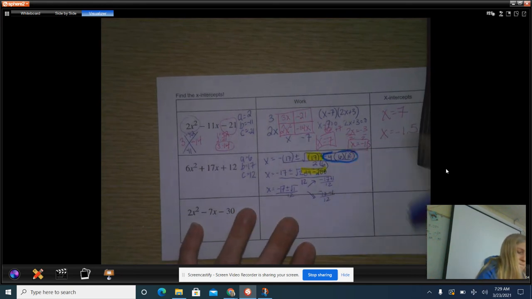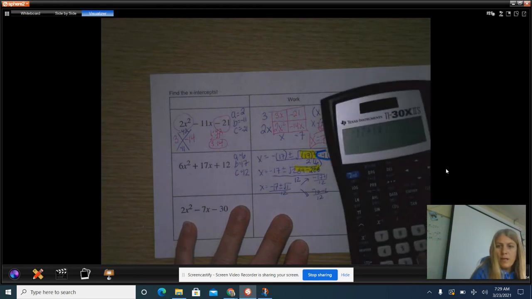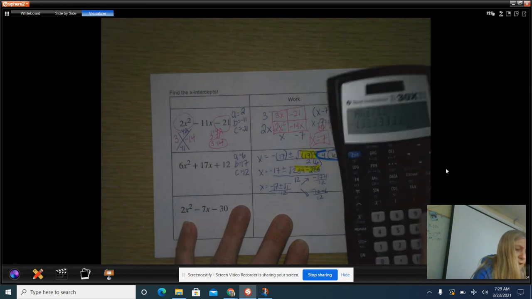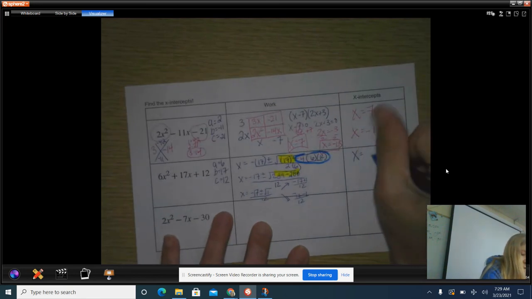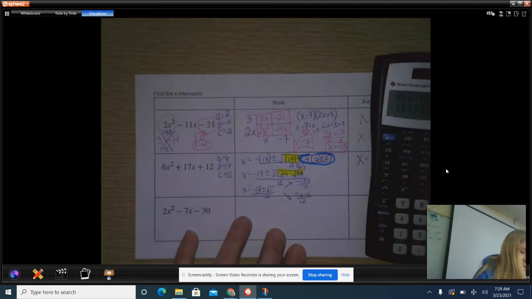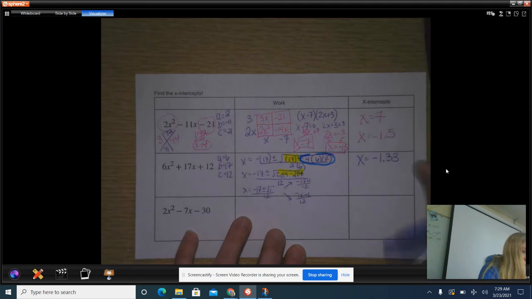So this gives me negative 17 plus 1, press your equal sign, divided by 12. And that is negative 1 1/3. So my first x is negative 1.33, or you could write it as negative 1 1/3. And my other one is negative 17 minus 1, set your equal sign, divided by 12. And my second root is negative 1.5.